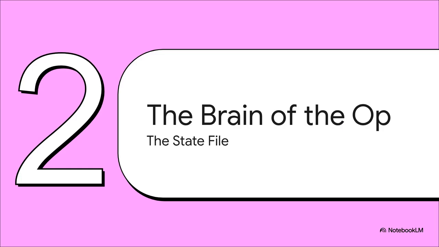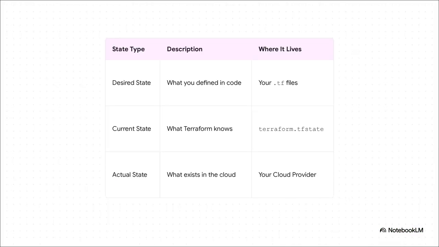But wait a minute. How does Terraform know what it's already built, right? How does it know what to change or what to destroy? The answer is the brain behind the whole operation, a little something called the state file. This state file is basically the record that maps your code to real-world resources. Now, in any team setting, you use what's called remote state to store this file safely, because it's that important.